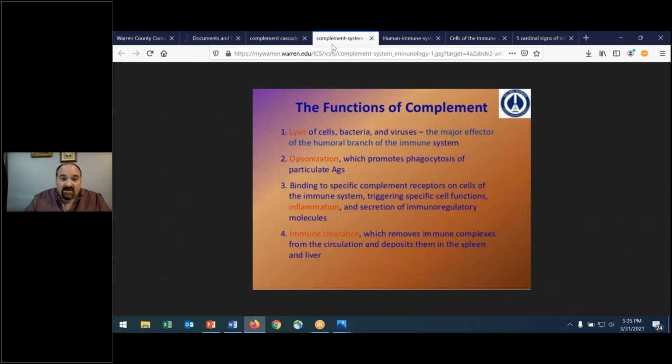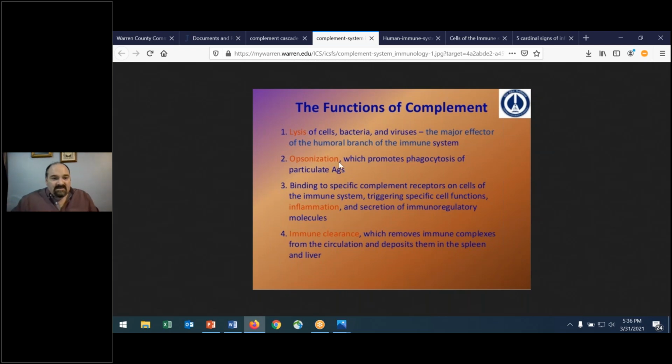Okay, let's look here, a couple of things also, the functions of complement. And think of the acronym OIL, O-I-L. So think opsonization, inflammation, and lysis. And within the inflammation, you can think of immune clearance, okay? But really, if you think of these three for complement as far as its function, these approximately 20 proteins coming together in this cascade of one contributing to another, activating other of these proteins, bringing them together in order to what?